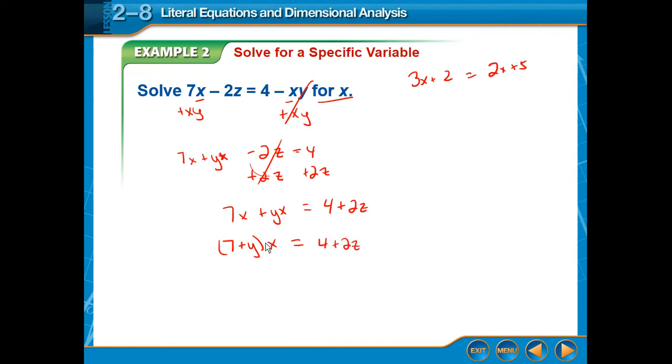So to get x by itself, it's being multiplied by this whole thing of 7 plus y. So I want to get rid of it by dividing by 7 plus y. So when I do that, they cancel here, and over here I get x equals 4 plus 2z over 7 plus y. And that is your final answer. You got x by itself.